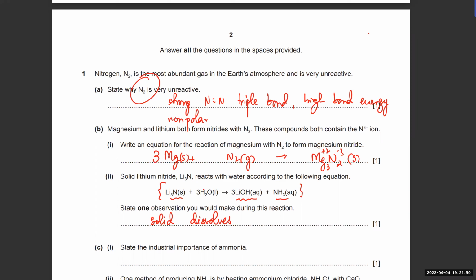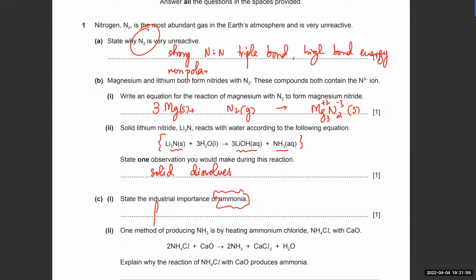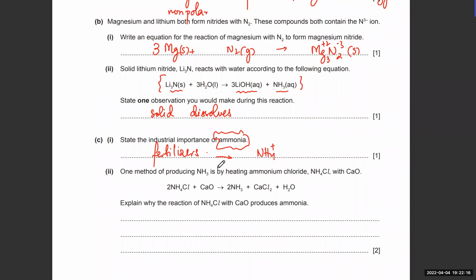Then you've got another one, which is: state one industrial importance of ammonia. So what is the industrial importance of ammonia? You just have to check your notes. It's O-levels. It's fertilizers. It's mainly used for making fertilizers because fertilizers are normally ammonium salts. A lot of them have ammonium ions in them. And then one method of producing NH3 is by heating ammonium chloride with calcium oxide. Explain why this reaction produces ammonia.